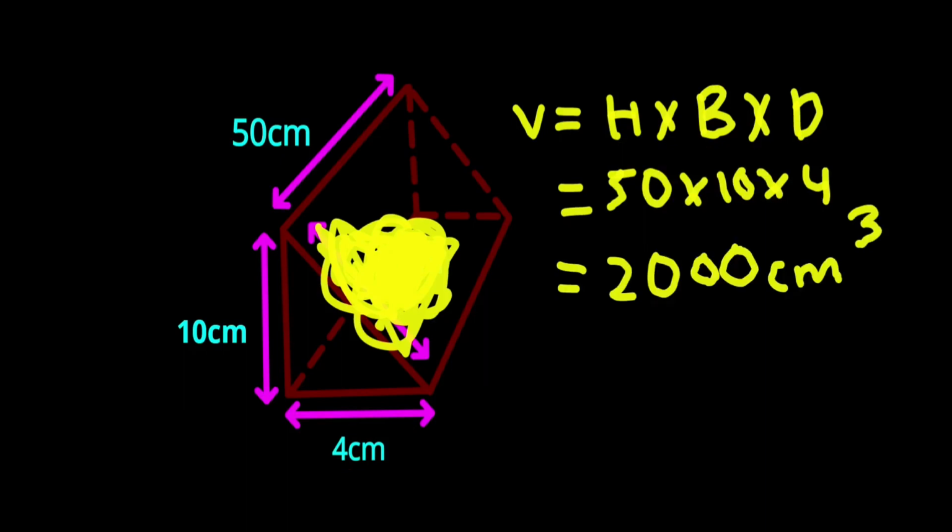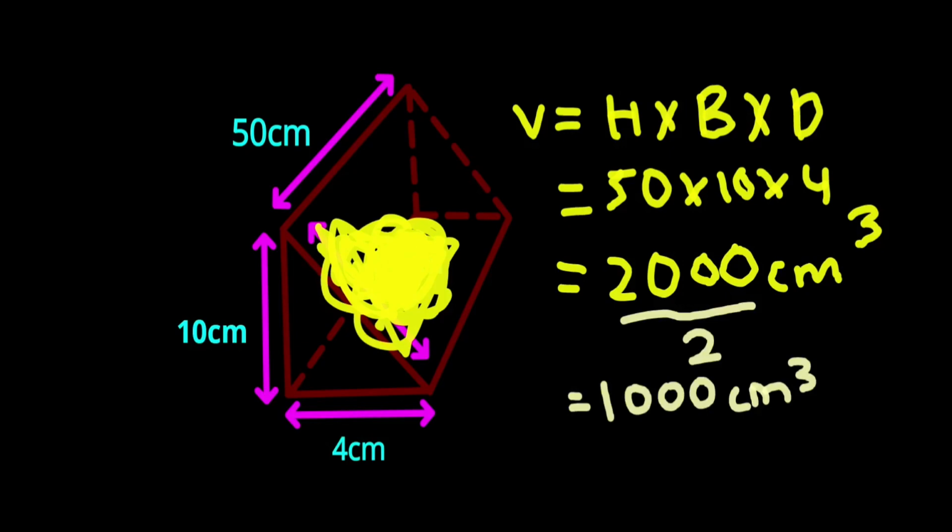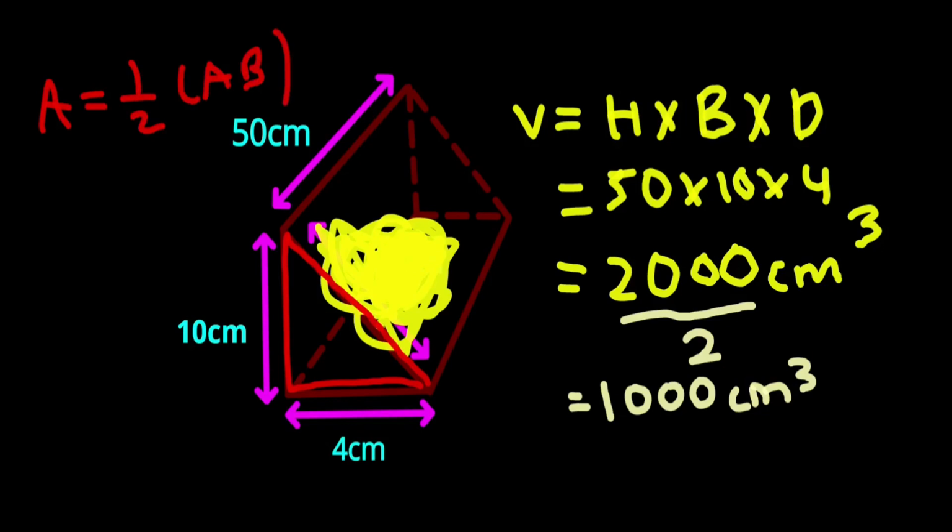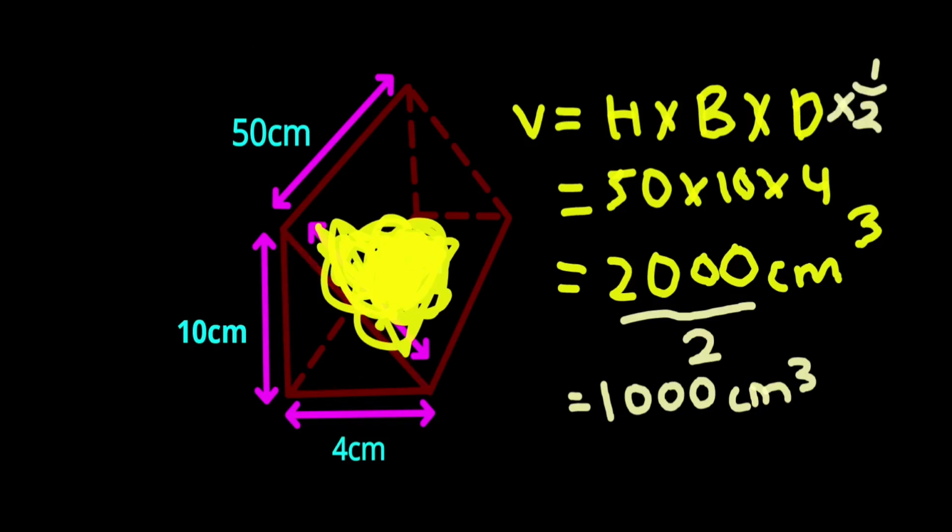However, this is where some people go wrong, since this is a triangular prism, and therefore we divide by 2. Since a triangle will have an area formula of length times width over 2, and therefore we divide by 2. And this gives you an answer of 1000 centimeters cubed, remembering the cubed. So to find this prism, all you have to do is height times base times depth times a half.